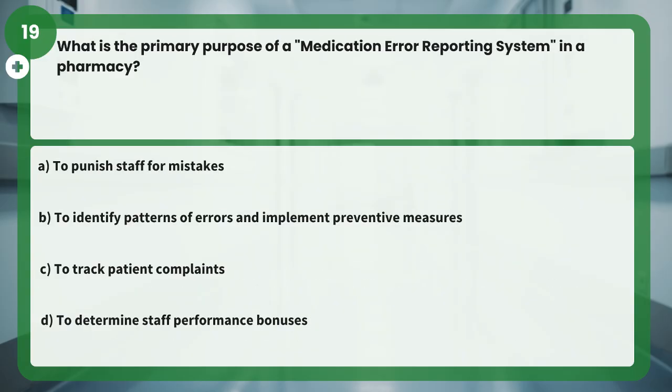Question 19. What is the primary purpose of a medication error reporting system in a pharmacy? A. To punish staff for mistakes. B. To identify patterns of errors and implement preventive measures. C. To track patient complaints. D. To determine staff performance bonuses.